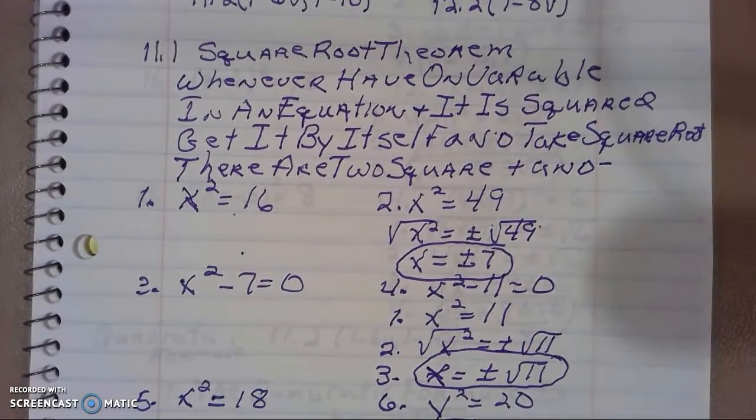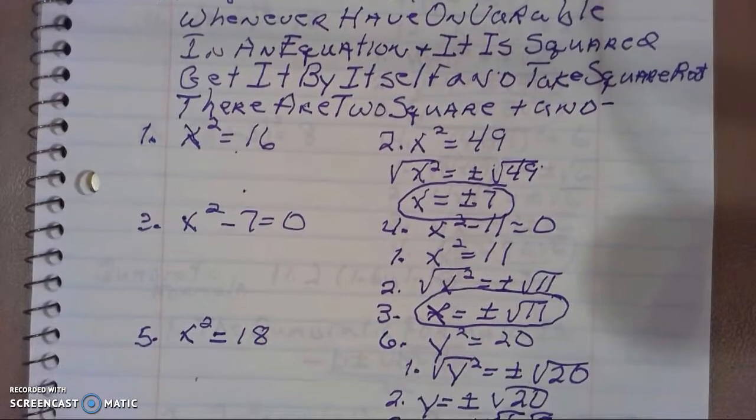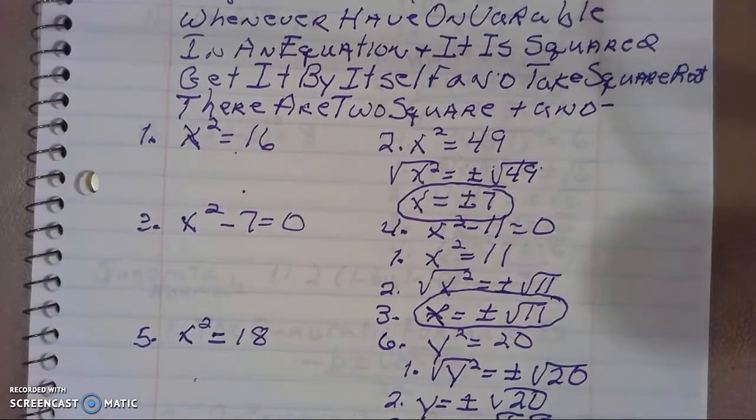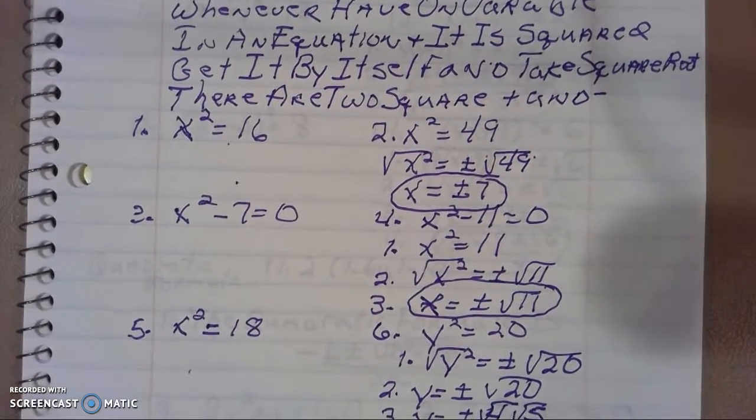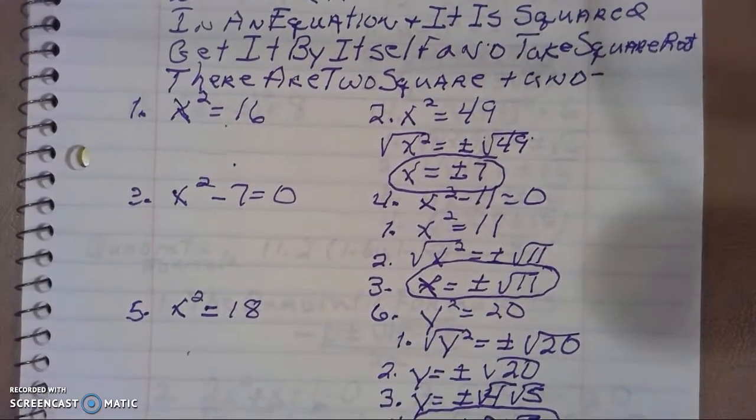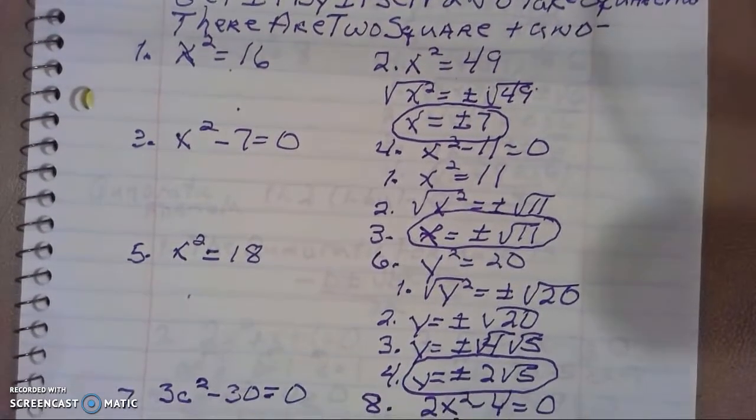You take the square root of both sides. The square root of x squared is x. The square root of 49 is plus or minus 7. Number 3 and 4. Notice you need to get the squared part by itself first. X squared equals 11 on number 4. Then the square root of both sides. You get plus or minus square root of 11.